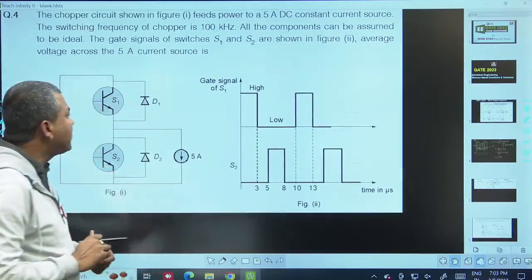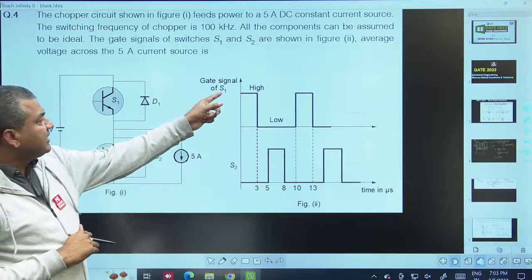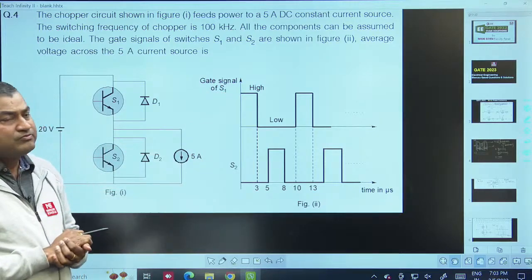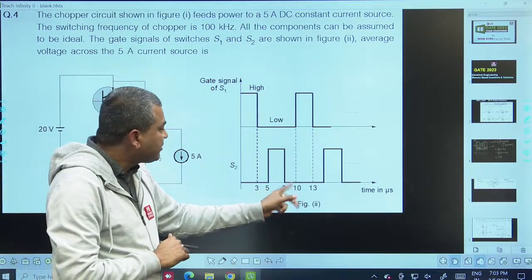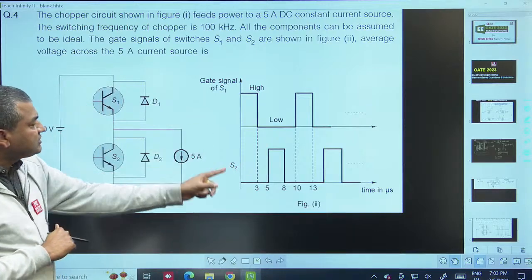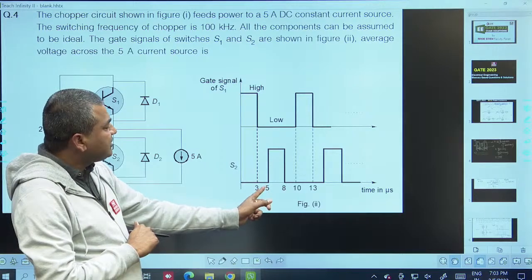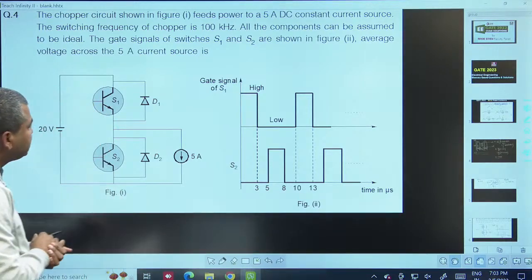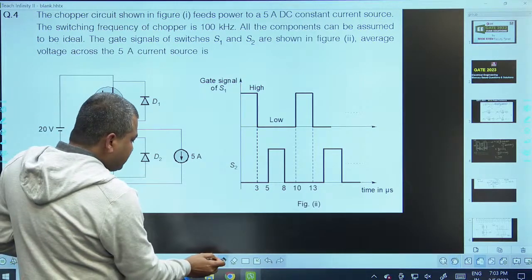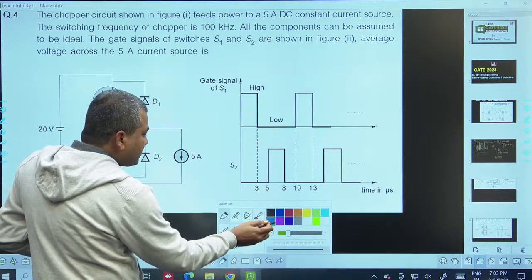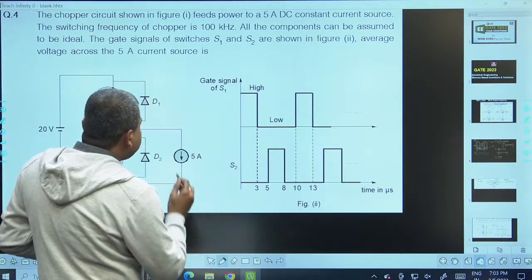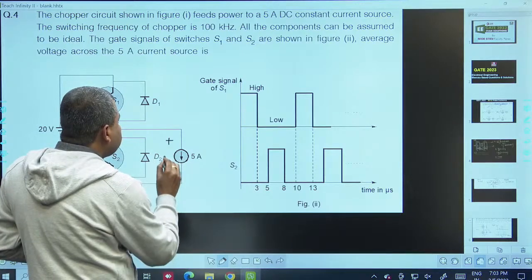It belongs to a 2-quadrant chopper. They have given the gate signals of S1 and S2. Okay, the time period is 10 microseconds. S1 is in the on state for 3 microseconds. Then S2 is in the on state from 5 to 8 microseconds. So here we are asked to find out the average output voltage.